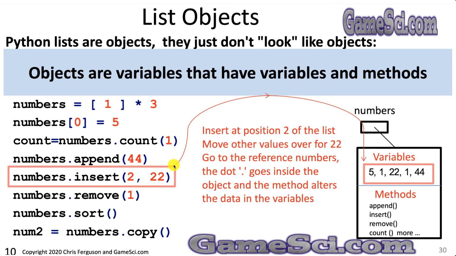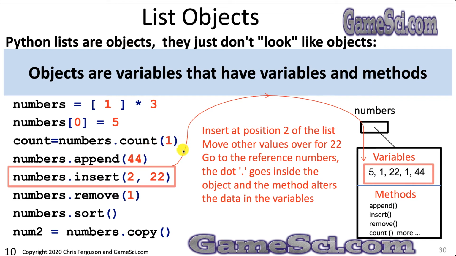And using standard object-oriented syntax, I'm going to go to the reference variable numbers. The dot operator says go inside and execute an insert method. Insert at position 2 of the list. Move the other values over for 22. So the 1 and the 44 had to scoot over. Go to the reference numbers. The dot says go inside the object, and the method alters the data on the variables.